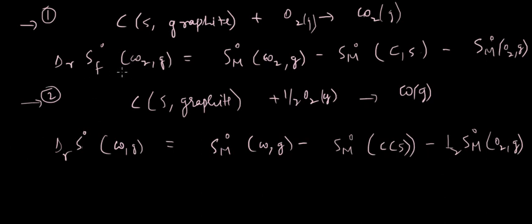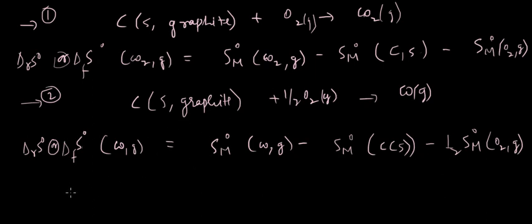Okay, so first let me write it here clearly that it is ΔS formation of CO2(g), or it can be written as ΔrS° for this reaction. Similarly, this is ΔS° formation of CO(g), or this can be written as ΔrS° for this reaction.